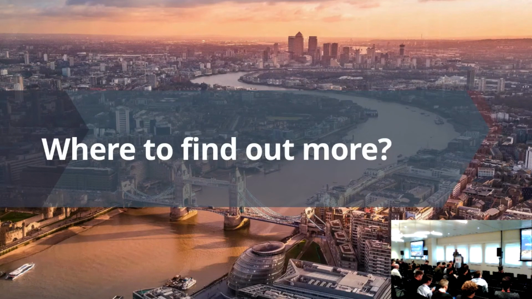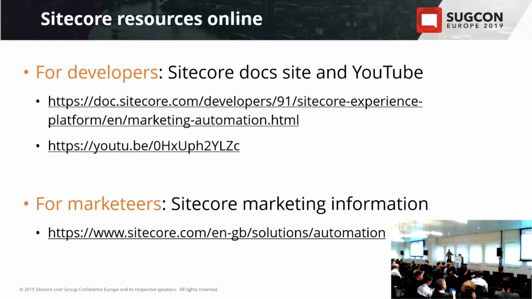And so where to find out more? What steps to take if this is of interest and you fancy doing this and working with it? Well, the docs site, that's got to be a real good start point. Now, on there's a video on, I think, the homepage of Marketing Automation that talks about some of the things we've seen, but really in more detail.